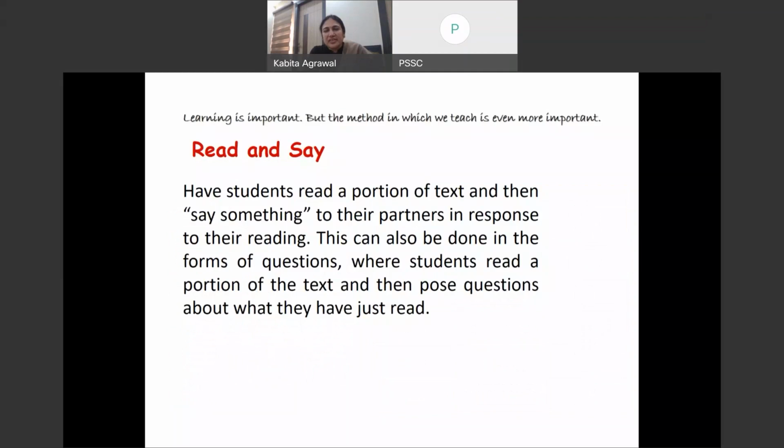Read and say. Allow your children to talk about what they have understood with their friends. Or maybe they come up with questions and are more interested in then having the responses for them, or learning from the responses. So this is read and say.